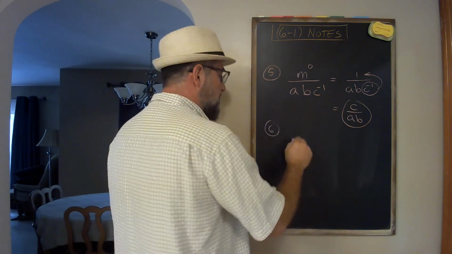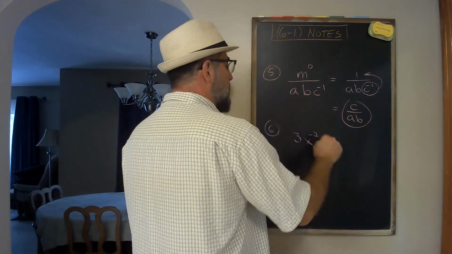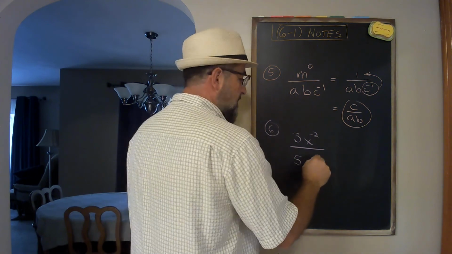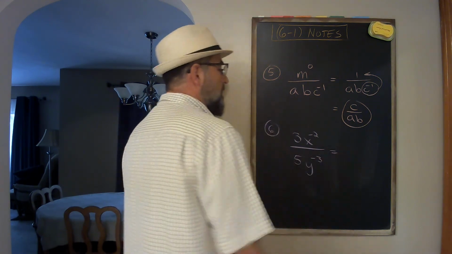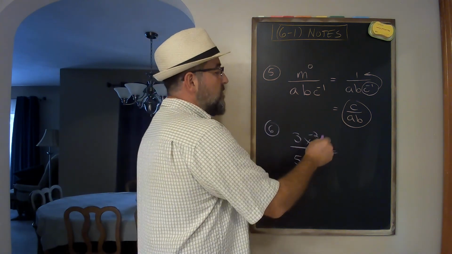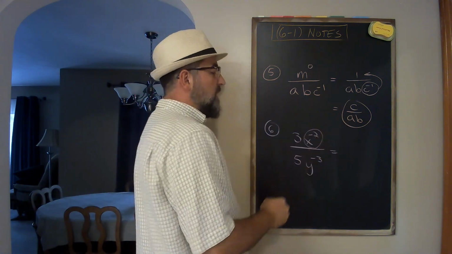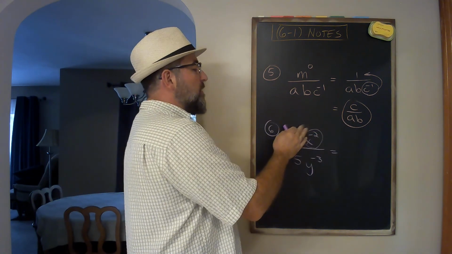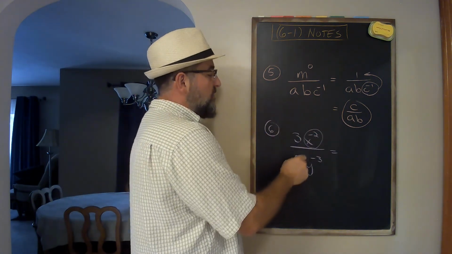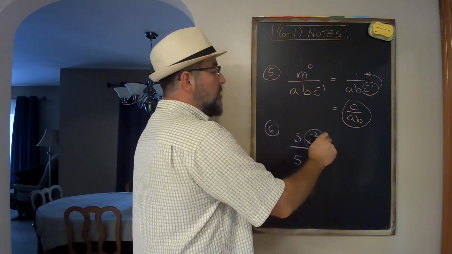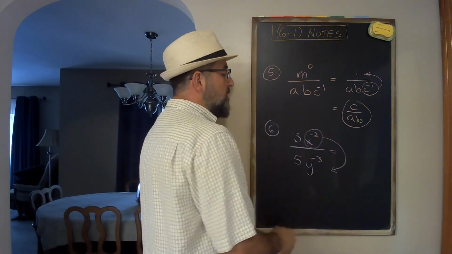And number 6, let's take a look. Number 6 is 3x to the negative 2 all over 5y to the negative 3. Okay, that x to the negative 2, that's a base with a negative exponent. The 3 has an exponent of 1. It's not going anywhere. It's going to stay there. This 5 has an exponent of 1. It's going to stay right where it is. That is going to go in the denominator.